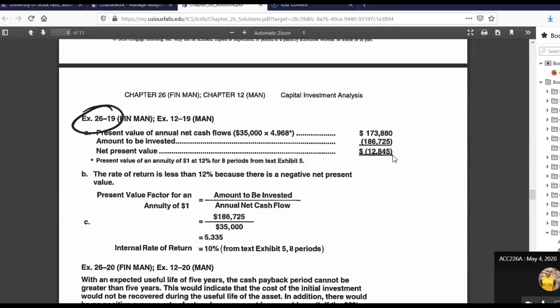Okay, so now we've calculated net present value, but now the question is, how far below 12% are we? If it's 11.99%, we can say, well, that's basically 12, we're good with that. But it could be something far different. Well, before you go to calculate the internal rate of return, you have to know the factor. And again, it's cash payback. Put the amount to be invested, 186, divided by the annual cash flows, 35,000. So that is 2 answers.